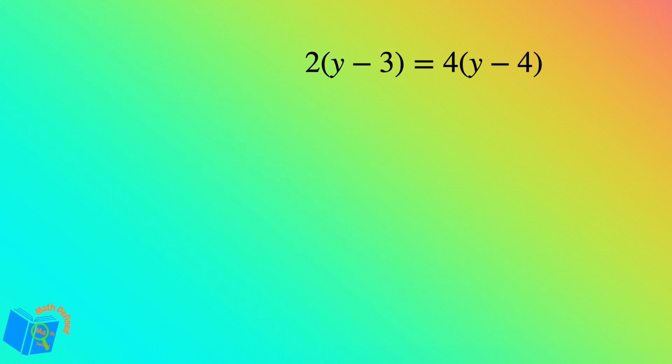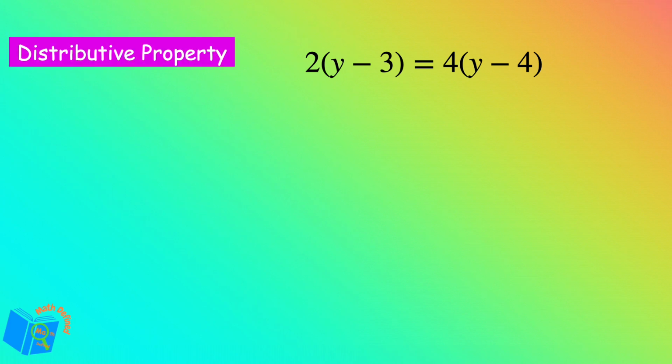Now this next equation requires me to use the distributive property on both sides of the equal sign. Keep in mind here that it doesn't matter which side of the equation you start with first. So I'm just going to start on the left side. I'll begin by distributing or multiplying the positive 2 to the positive y to get positive 2y. And 2 times negative 3 is negative 6.